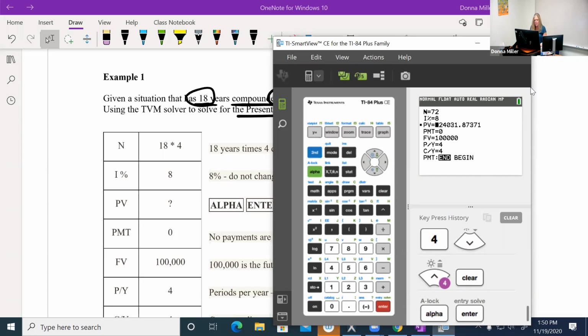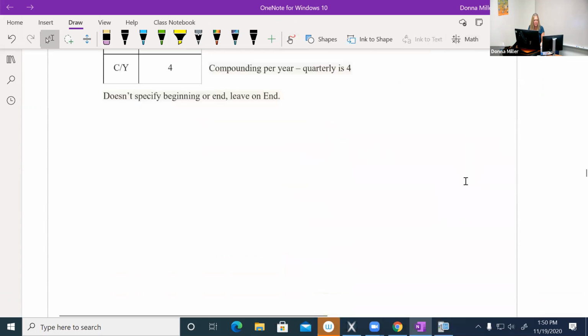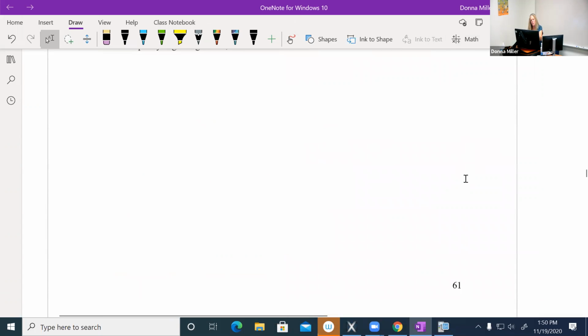Now let me show you a loan, just because I feel like the loan is the most practical part of this. I'm going to make up an example. Let's say I'm taking out a car loan, and let's say I'm going to borrow $25,000.